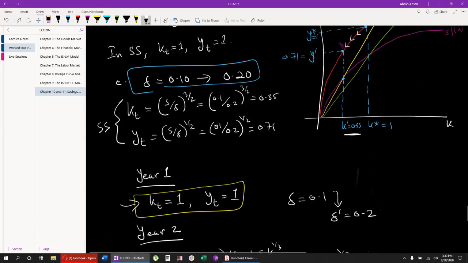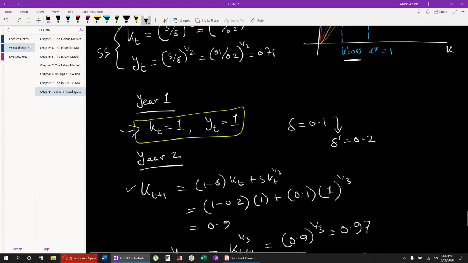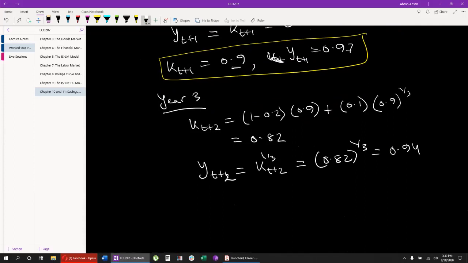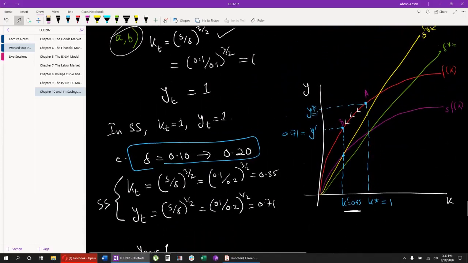Once again, look at what's happening to output. In year 1, we had output per worker of 1. Then it came down to 0.97. Then it came down to 0.94. So once again, this is going to continue falling. And output per worker is going to continue falling until it reaches 0.7.